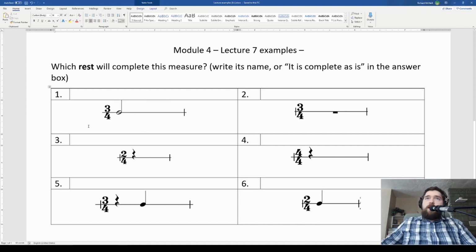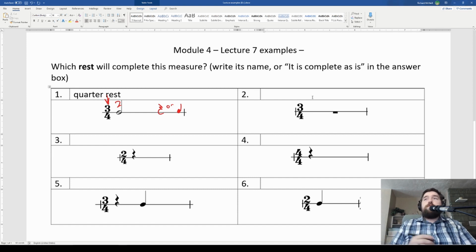Right here we have 2 beats with this half note. So it gets 2 beats. We see from the time signature that we need to have 3 beats in the measure. So we take that 2 beats and we need to have 1 more beat. So I could use either a quarter rest or a quarter note, but it's asking for the rest. So here in the answer, I need to go ahead and write quarter rest.